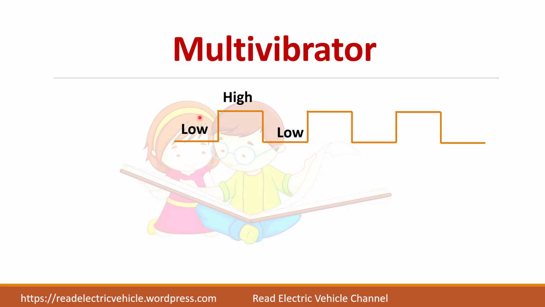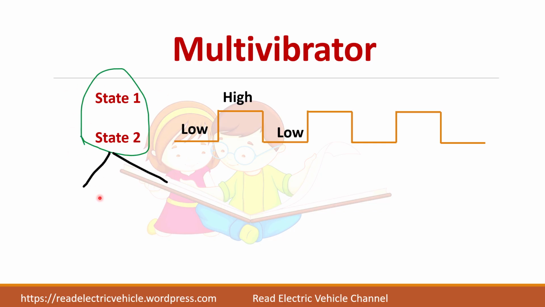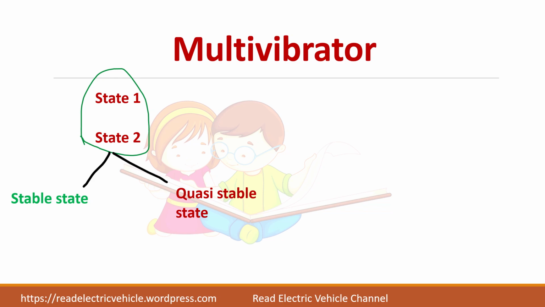So now we saw there are two states. Let us say this high is state 1 and this is state 2. These two states in a multivibrator can be either a stable state or a quasi-stable state. What is this stable state? Stable state means something which is like a permanent state. If you want to change from this state, you have to apply some external trigger. So only if you apply the external trigger from stable state, the output will change.